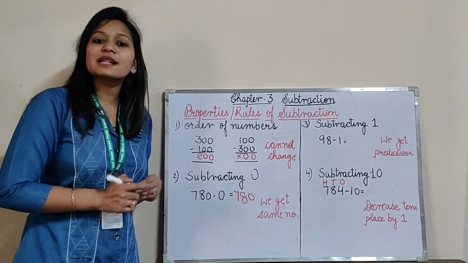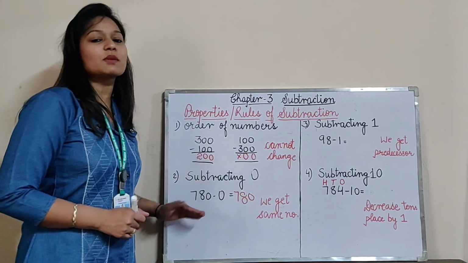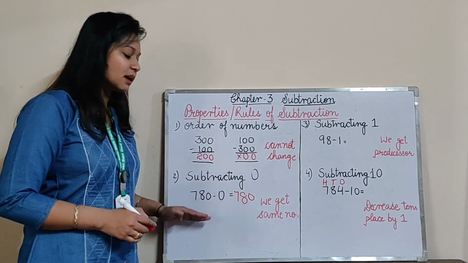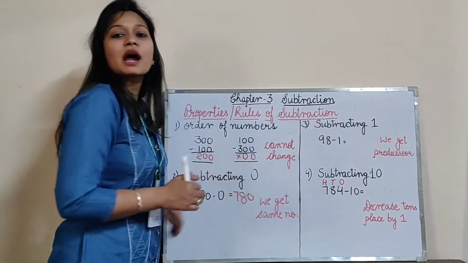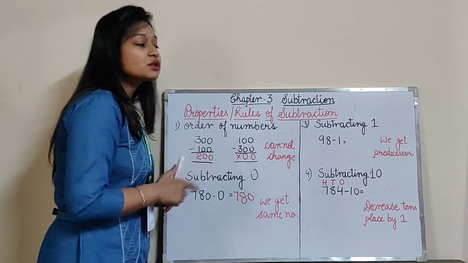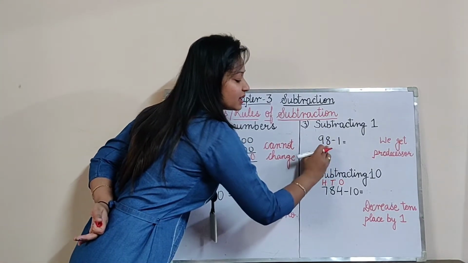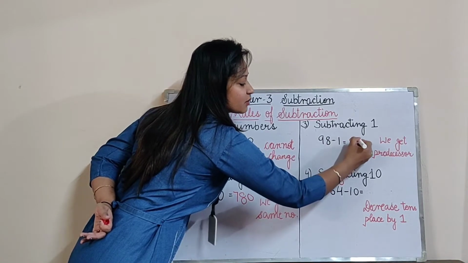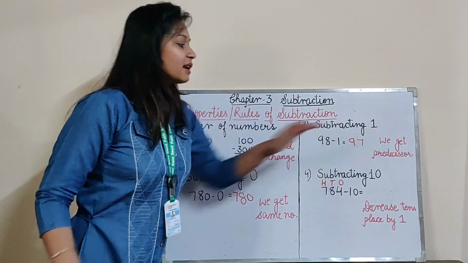Like in addition, when we were adding 0, we get the same number. Same in subtraction. When we subtract 0 from a number, we get the same number. Let's move to third property, that is subtracting 1. We have to subtract 1. This isn't the same as addition. While subtracting 1, 98 minus 1, the answer would be 97.